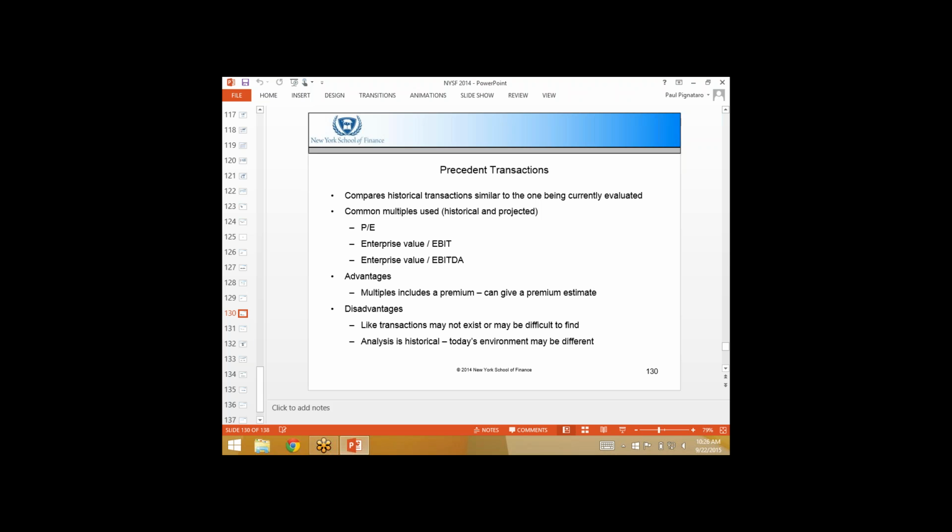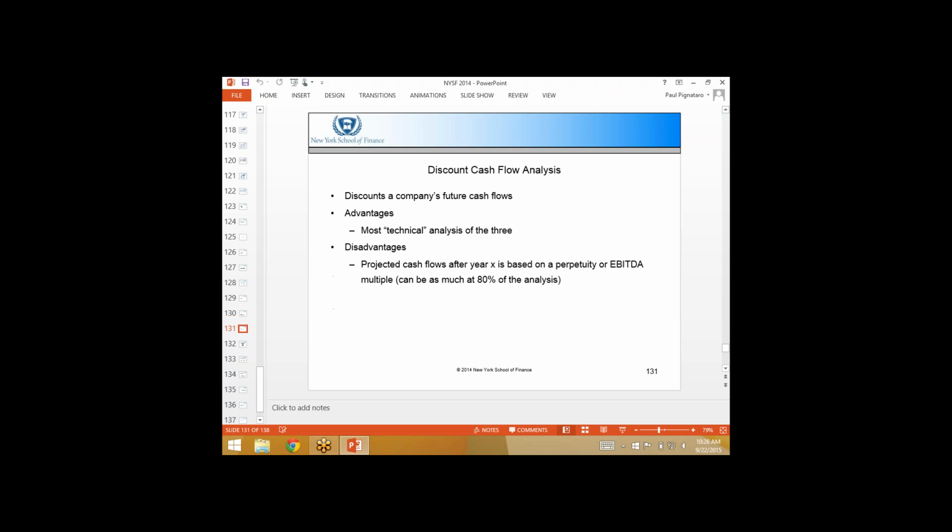The drawback is it's very difficult to find like transactions, especially in this market environment. If you find those transactions, it's very difficult to get enough underlying data to create these multiples. And also, this data is a historical analysis. It's dated. So that's another problem. Even if you find information, it might have been a year ago. Today might be a different market environment, so these numbers might not always hold true.